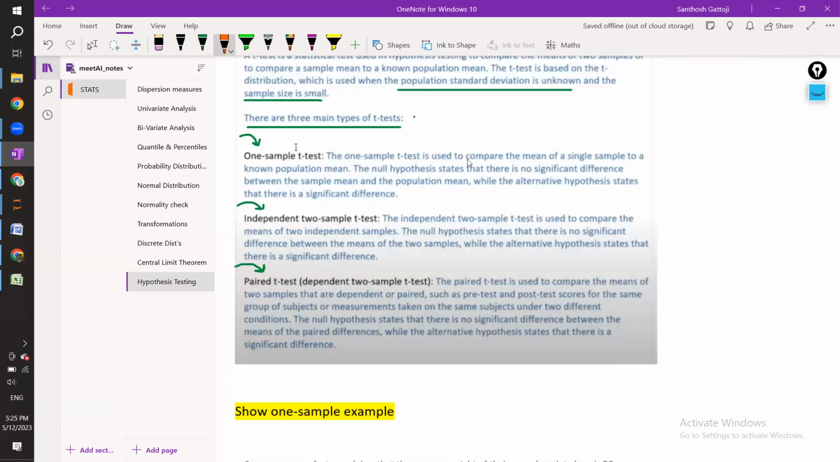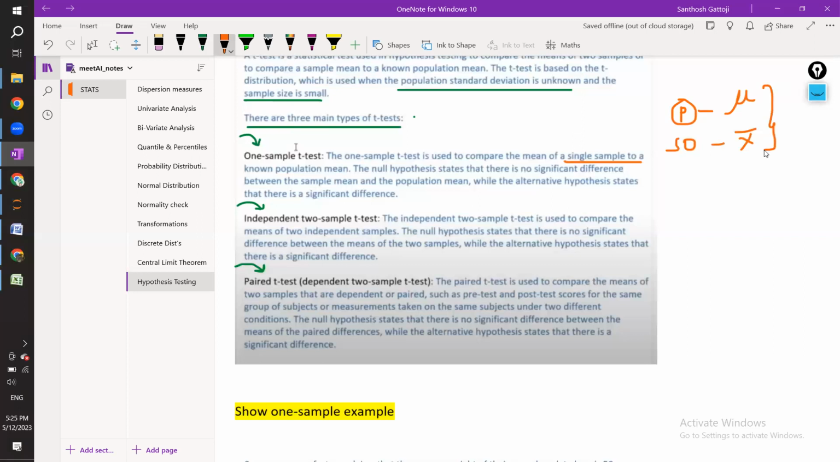A one sample t-test compares the mean of a single sample to a known population mean. You have a population, and it has some mean, mu. From that you took a sample, and the mean of this sample is x bar. Now we want to compare whether this x bar is equal to mu or not. So it is used to compare the mean of a single sample to a population mean. This is one type of t-test.